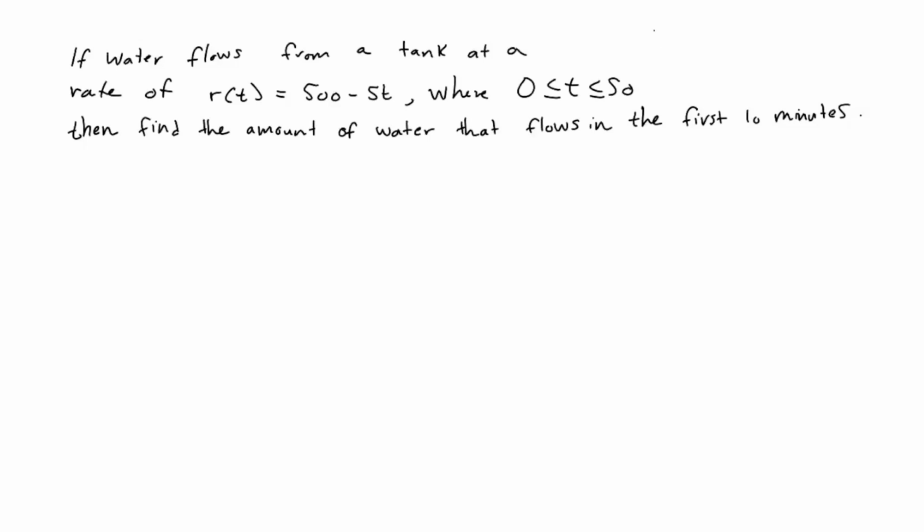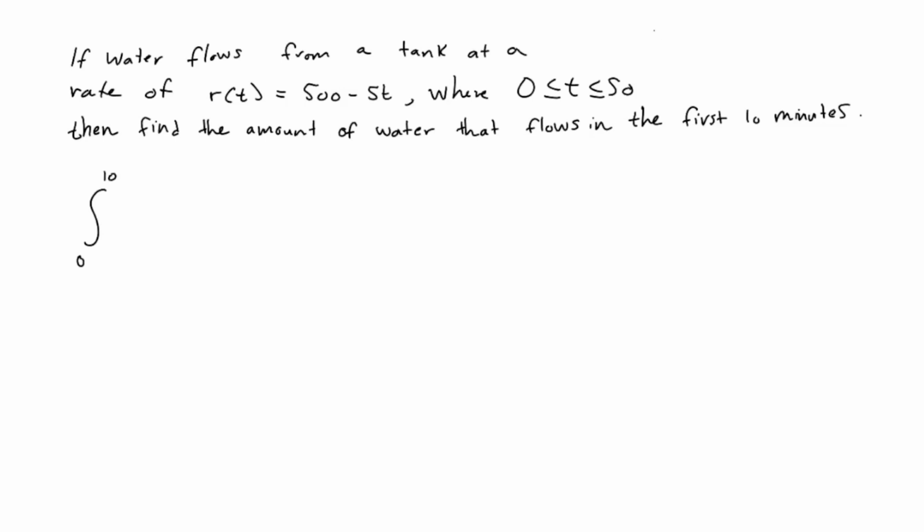Okay, so here we have a calculus integration flow rate question, and it states if water flows from a tank at a rate of R of t equals 500 minus 5t, where t has to be greater than or equal to 0 and less than or equal to 50, then find the amount of water that flows in the first 10 minutes. So we can use the idea of integration here to find the amount of water that flows in the first 10 minutes. So we're going to be taking the integral with bounds from 0 to 10, right?